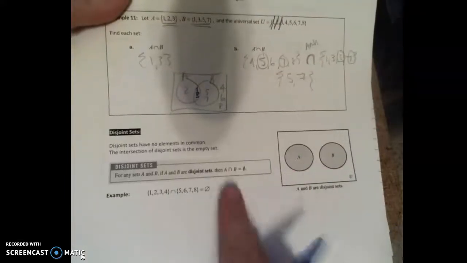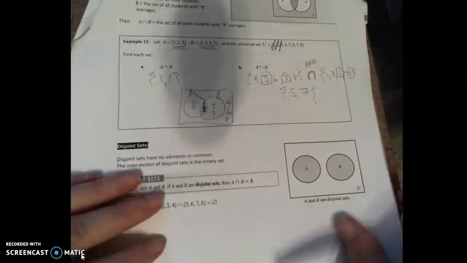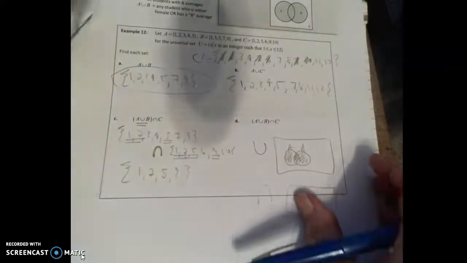If they have nothing in common, they're disjoint sets. I guess they have the empty set in common. So if there is no legal answer, it's the empty set.